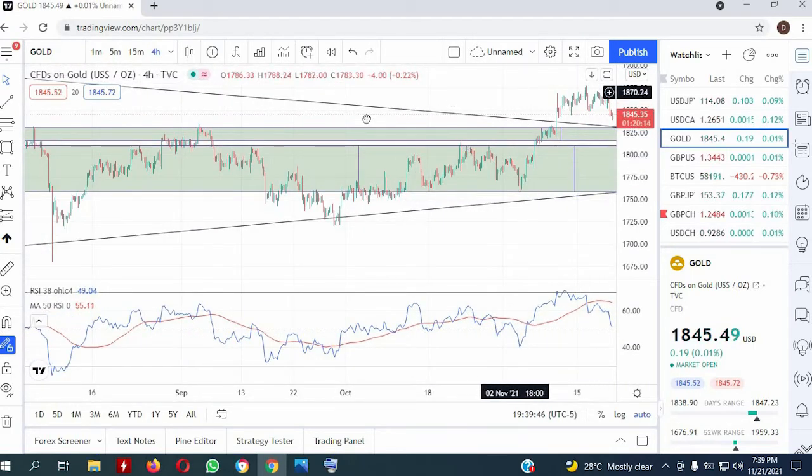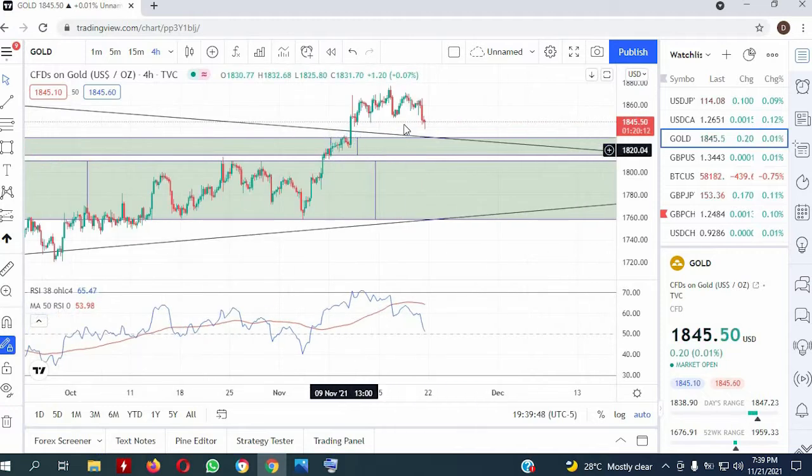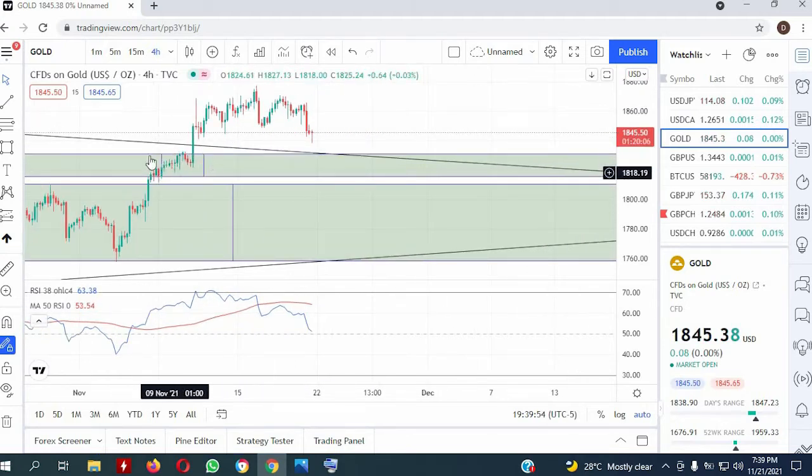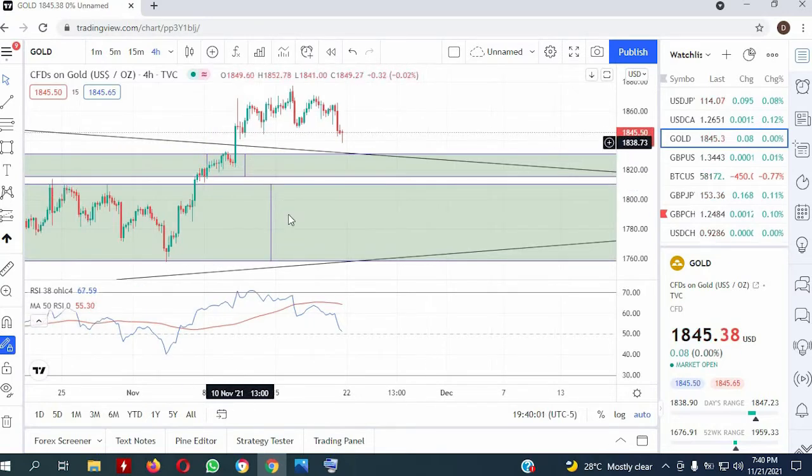So the gold is expected to pull back into this area for support. However, if this area fails to support, the gold will push further down into this area for support. So that's it for the gold.